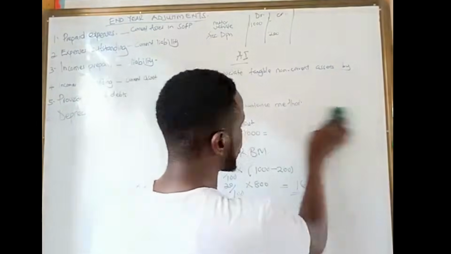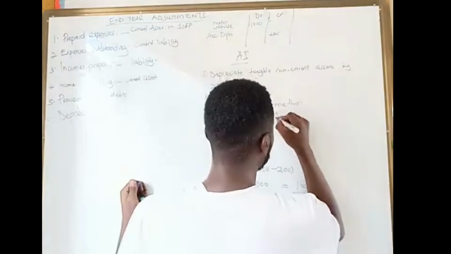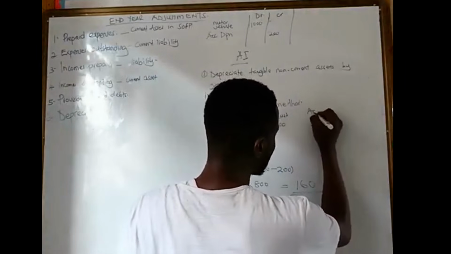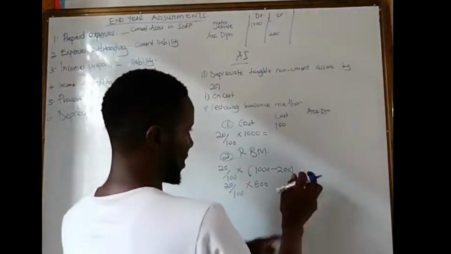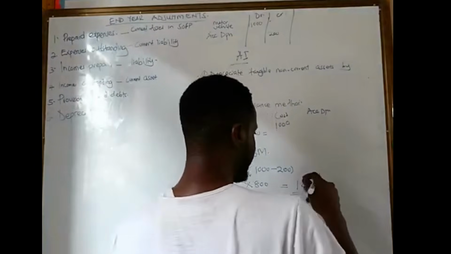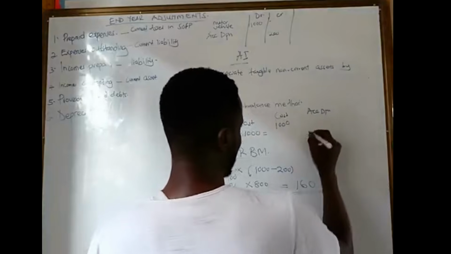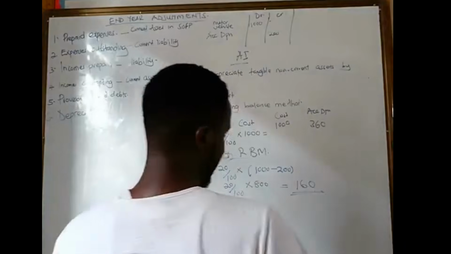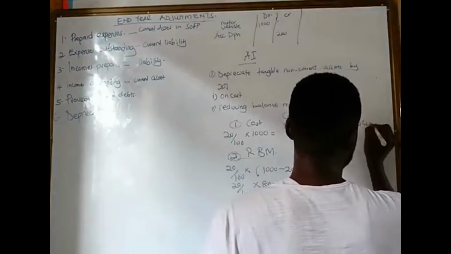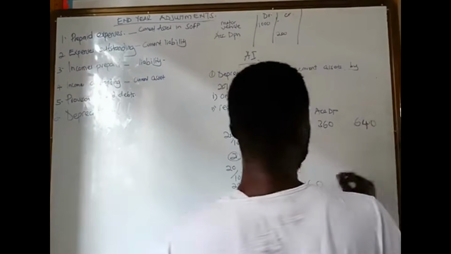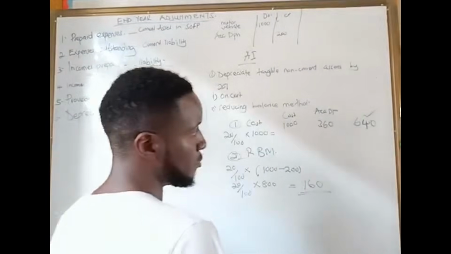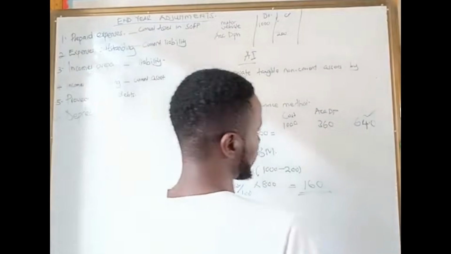Then, when it comes to reducing balance method, we shall have our cost. It was 1,000. Then, our accumulated depreciation will be this 200 plus the 160, which will give us 360. Therefore, we shall have our balance 640 as our balance. So this one will be our new book value. So this will be the figure that we shall have.